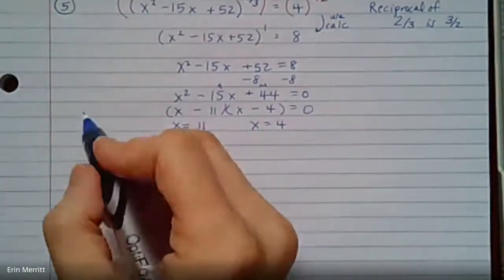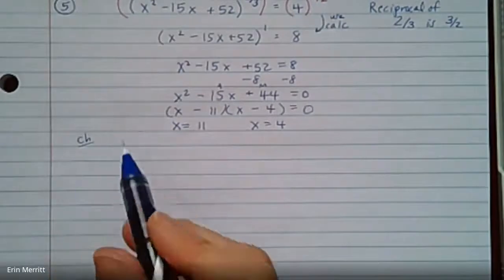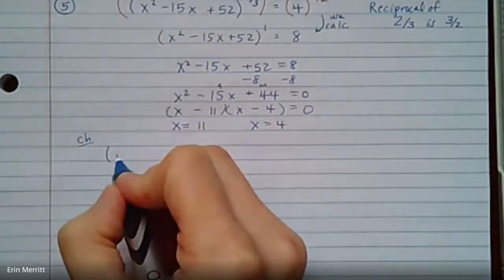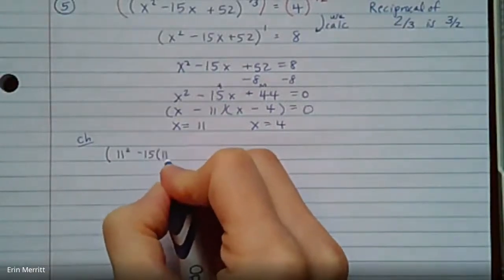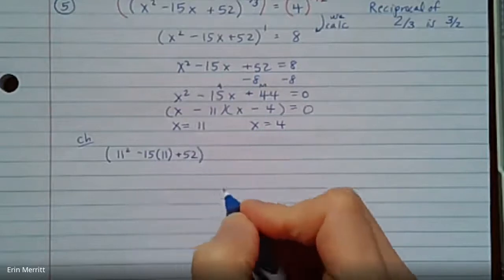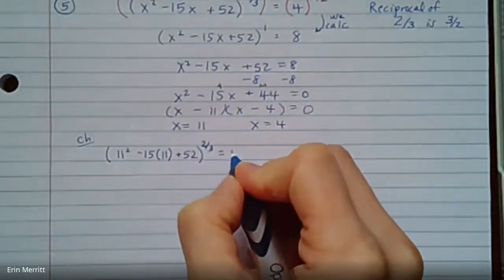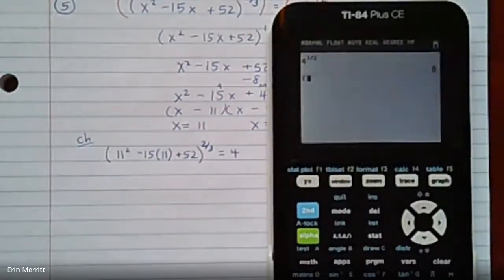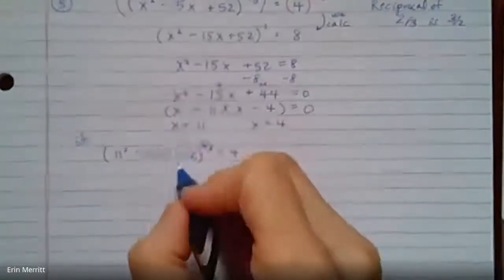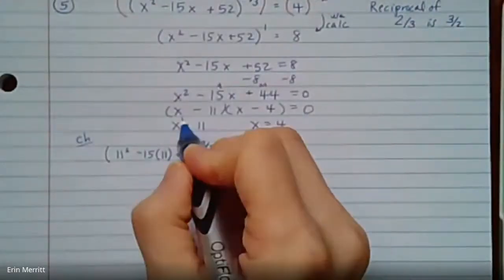And then we would need to do a quick check. Now to check one like this, it's a little messy. So I would strongly suggest use your calculator. So I'm going to plug in 11 squared minus 15 times 11 plus 52. That thing raised to the 2/3 power, does it come out to be 4? This is where I would absolutely use my calculator. So put some parentheses, go 11 squared minus 15 times 11 plus 52, close it up, and then raise it to the 2/3 power. And look at that, it comes out perfectly to be 4. So this one checks, so we can keep that answer.